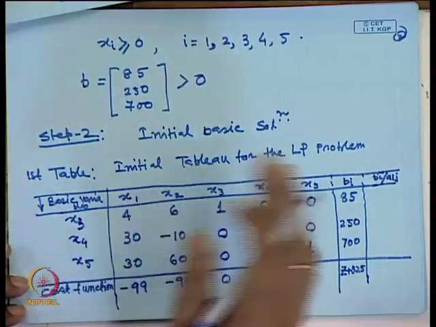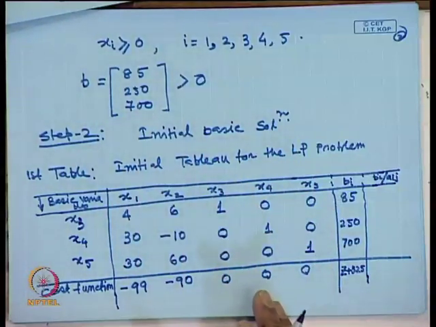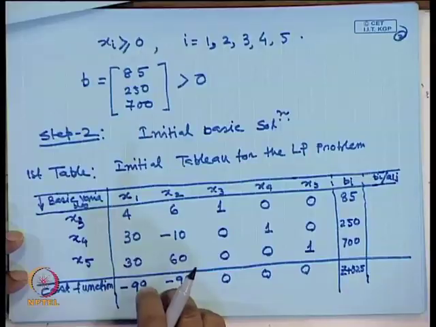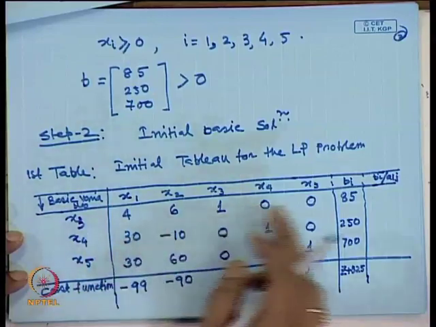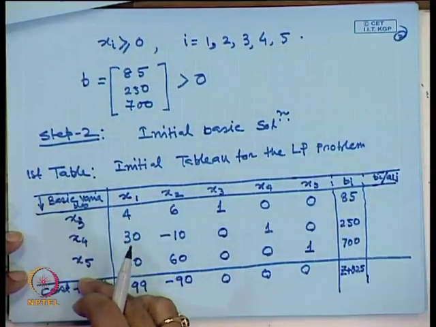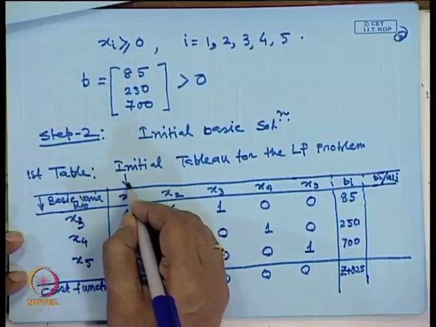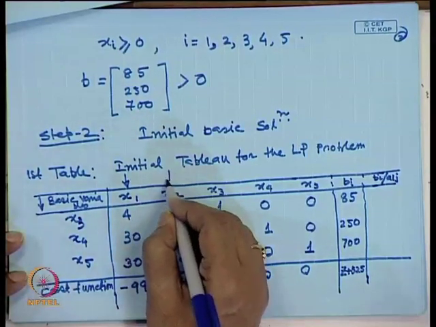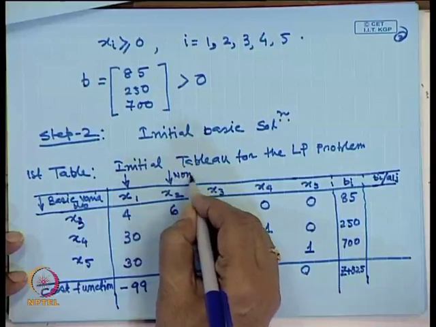Agree? If you recollect, if you have an equality equation system of an LP problem with m equations and n variables, there will be m basic variables and the remaining n minus m variables will be non-basic variables. Similarly, here we have 3 equations and 5 unknowns. So, 3 are basic variables and 2 are non-basic variables. The remaining variables are non-basic variables. So, I identify with an arrow x1 and x2 as the non-basic variables.